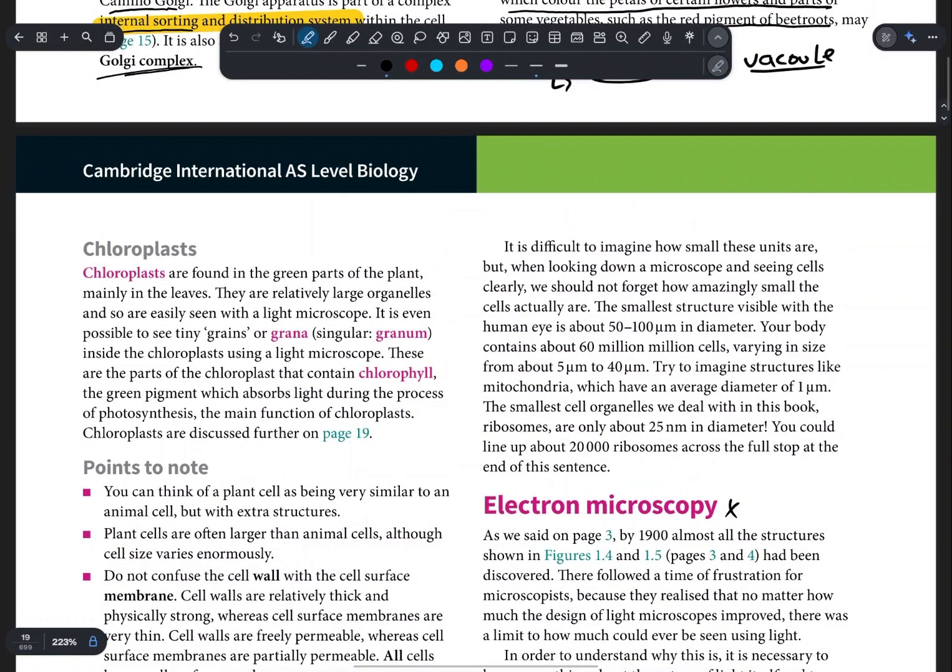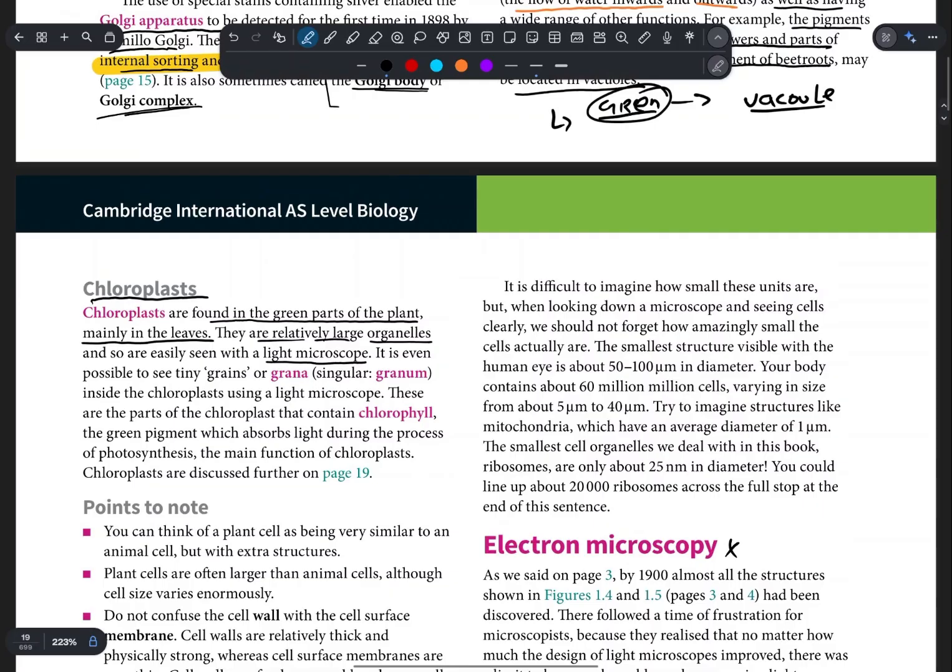Now we will study about chloroplast. Chloroplasts are found in green parts of the plants, mainly in the leaves. They are relatively large organelles, and they can also be seen by a light microscope. So, till now we found two organelles which can be seen by light microscope. What are those? These are mitochondria, and the second one being chloroplast.